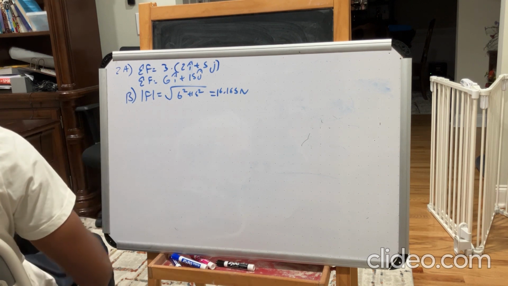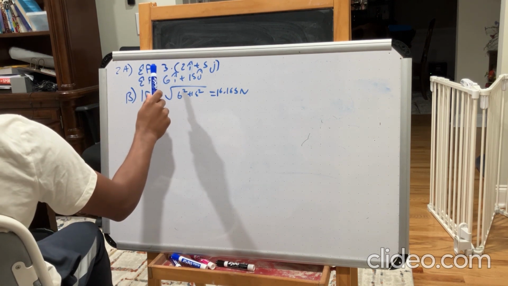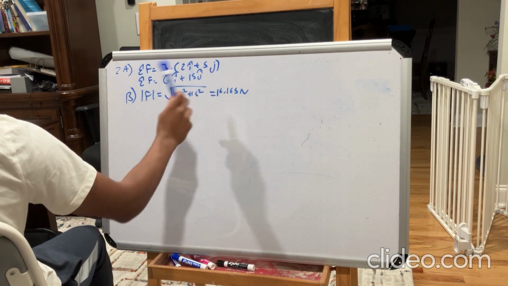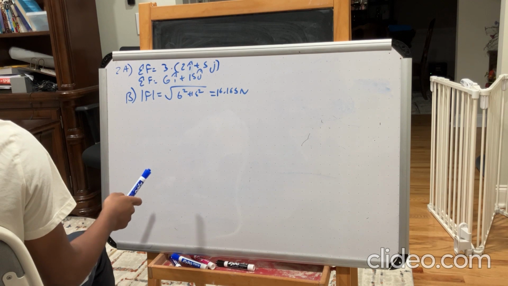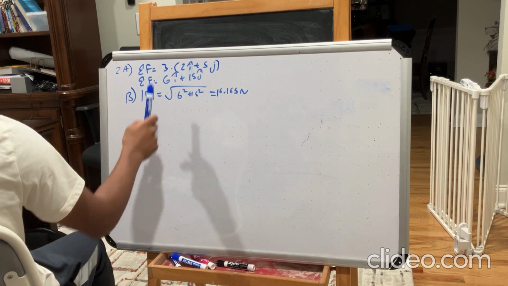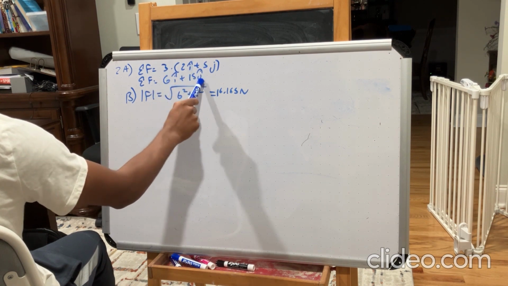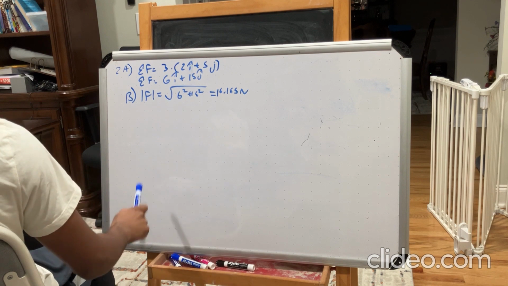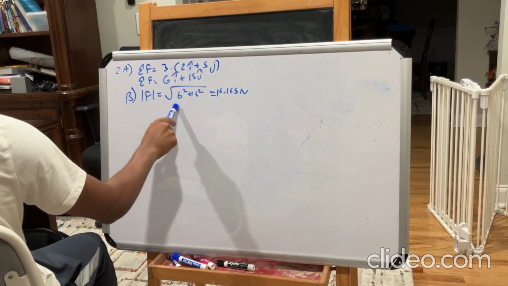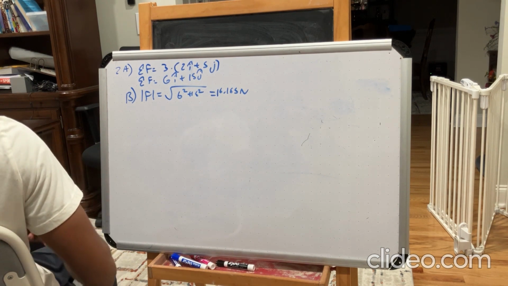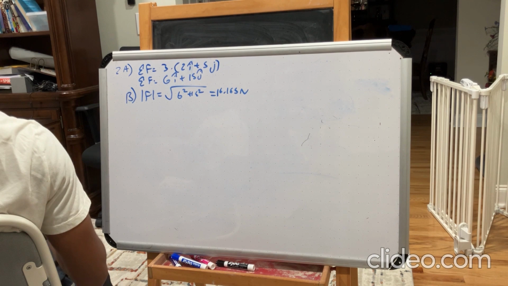This is what I did. So the question says that acceleration equals 2 i hat plus 5 j hat, and it's a 3 kilogram object, mass times acceleration, you multiply it both. This is the x and y component. You're trying to find the magnitude. You square root it, Pythagorean theorem. I get 16.15 newtons.